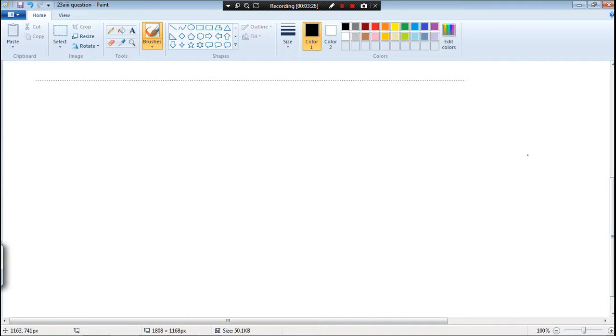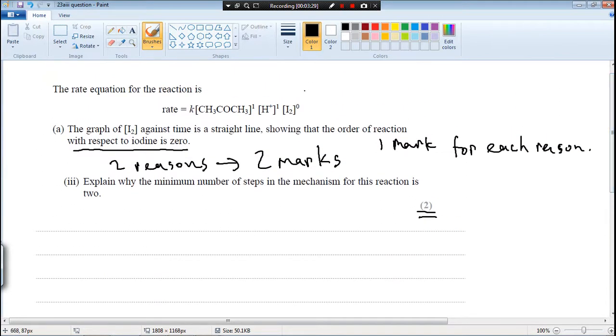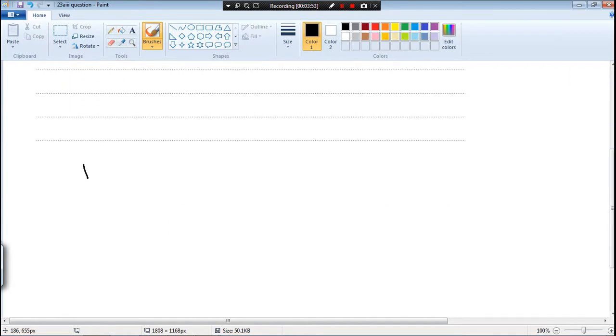In the rate equation, as we can see, the order for iodine is 0. Since the order of iodine is 0, iodine is out of the RDS. So iodine is not in the rate determining step. Let us now know what is meant by rate determining step.